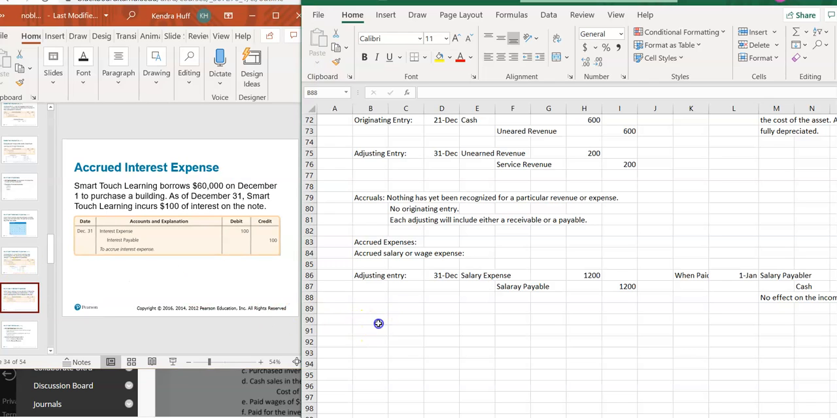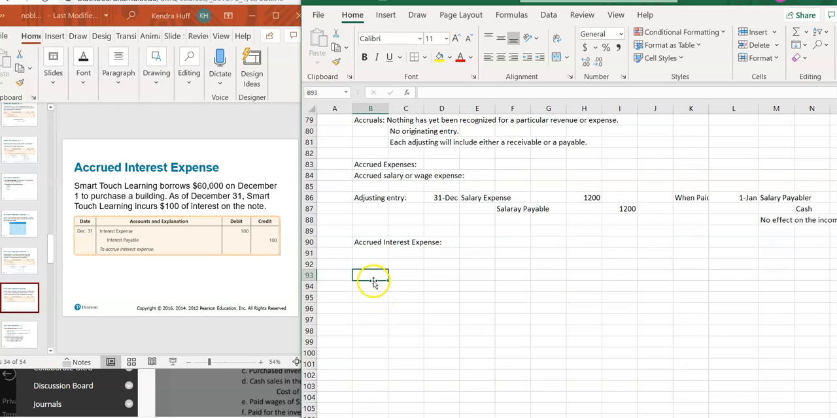Okay, interest expense is another one. Accrued interest expense. When you borrow money from the bank, you generally have to pay interest on it. And it starts accruing from the time that you borrow the money. But you don't typically pay the interest until you actually pay the note back. Okay? All right, so in this case, Smart Touch Learning borrowed $60,000 on December 1st. All right, at December 31st, they owe $100 worth of interest on the note.